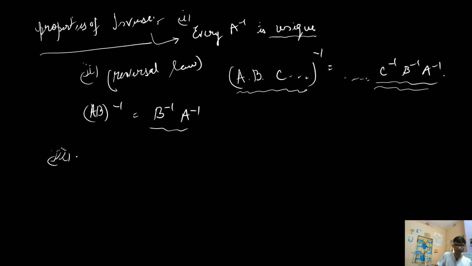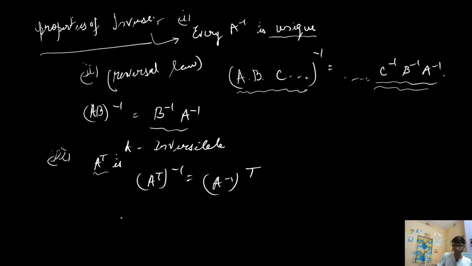Now, the third property we study: if A is an invertible square matrix, then A transpose is also invertible. If A is invertible, that is, the value of the determinant of A is non-zero, then the value of the determinant of A transpose will also be non-zero. So we can say that A transpose is also invertible, and the inverse of A transpose is equal to the transpose of A inverse.